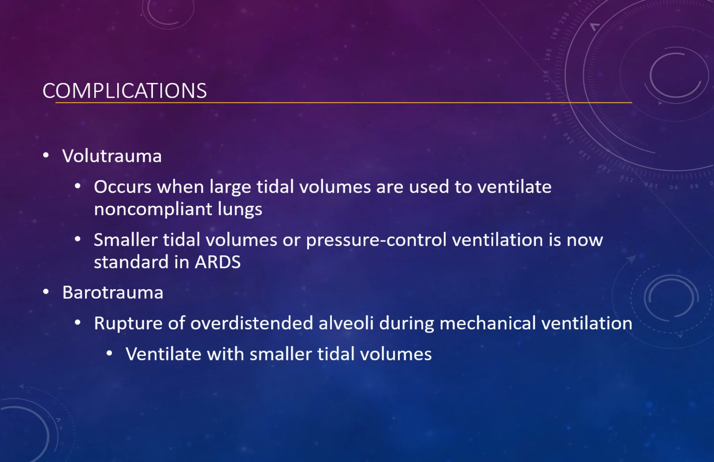So some complications that could happen, so volutrauma. This would be on a mechanical ventilator. Once the patient's placed on a mechanical ventilator, the settings have to be determined to make sure that we don't overinflate the lungs, because if they are non-compliant from that fibrous tissue and we try to put too much air into them, we can actually cause some damage to that tissue. So we want to make sure that we're giving them smaller tidal volumes, that amount of air that the person is inhaling, or even doing pressure control ventilation.